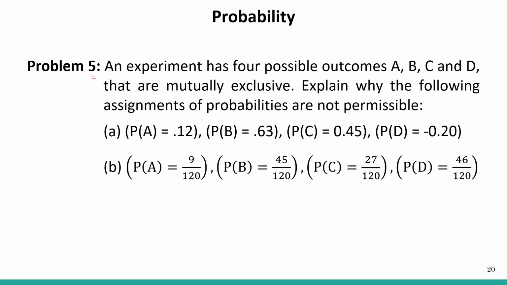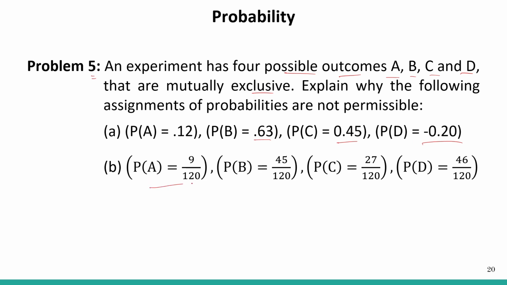Let's see problem number 5. An experiment has 4 possible outcomes A, B, C, and D that are mutually exclusive. Explain why the following assignments of probabilities are not permissible. Probability of A is equal to 0.12, probability of B is equal to 0.63, probability of C is equal to 0.45, probability of D is equal to minus 0.20.